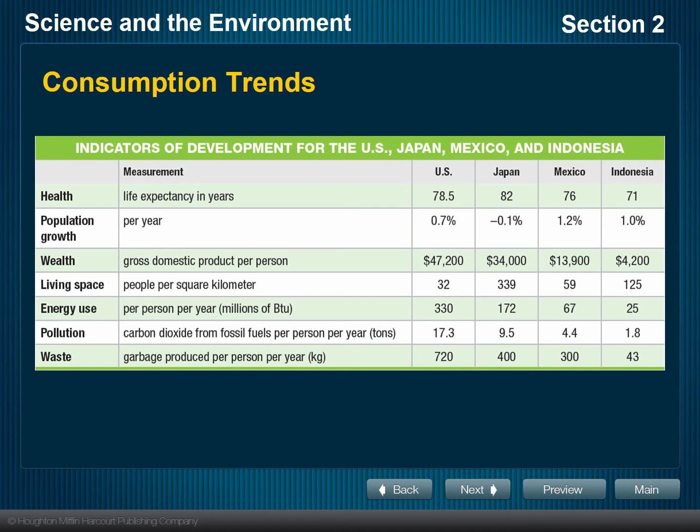This chart is found on page 19 of the book. It shows you the consumption trend indicators of development for the US, Japan, Mexico, and Indonesia. Why do you think people in the developed countries live longer? Look at the other characteristics listed. Does the living space tell you anything about the conditions that people live in? Note, Japan has a high standard of living, but also has the highest population density. What does the waste generated per person tell you about the differences between developed and developing nations?